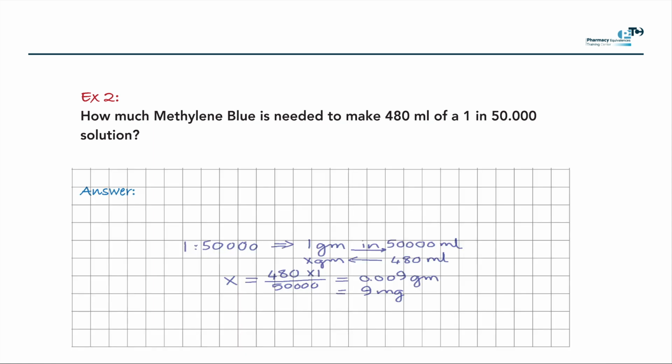So we can calculate the weight of the solute in 480 milliliters of the solvent by crisscross, so the weight of the methylene blue will be 480 milliliters multiplied by 1 gram and divided by 50,000 milliliters. Then we will get the weight of methylene blue in the given volume, which is 480 milliliters.